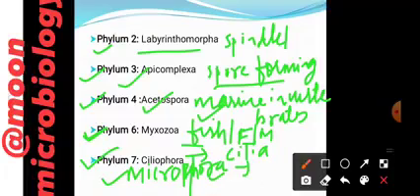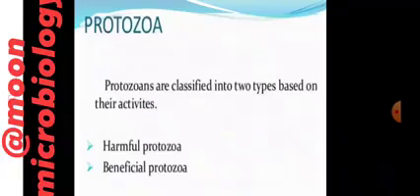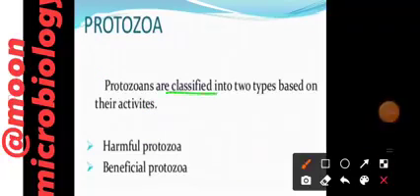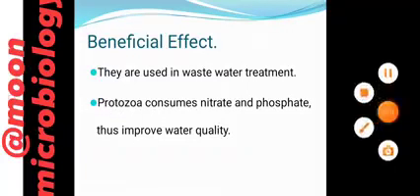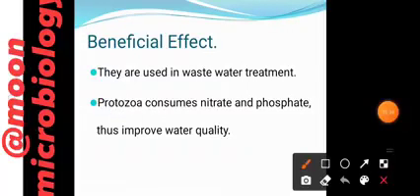An example is Paramecium, in which cilia are present throughout the body. Protozoa are classified into two types based on their activities: harmful protozoa and beneficial protozoa. Now we will see the beneficial and harmful effects of protozoa. First, the beneficial effects of protozoa.